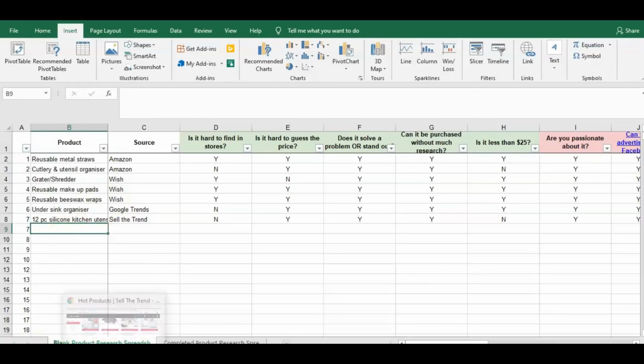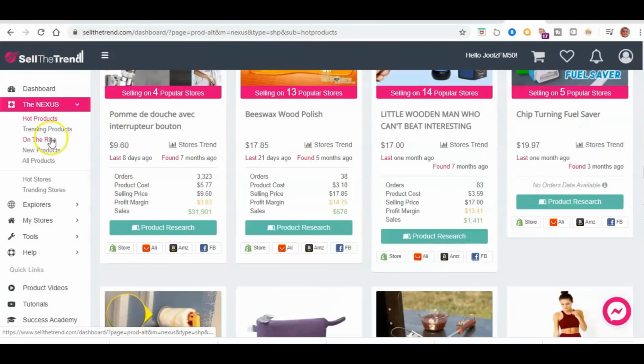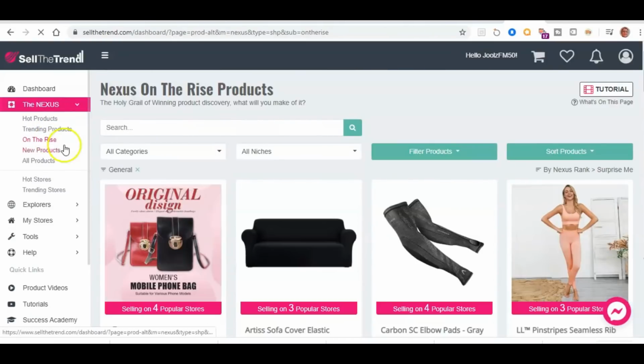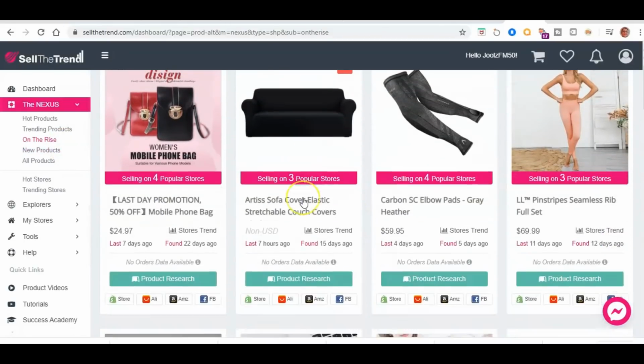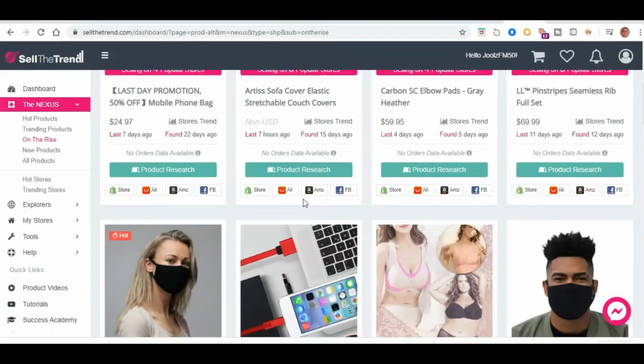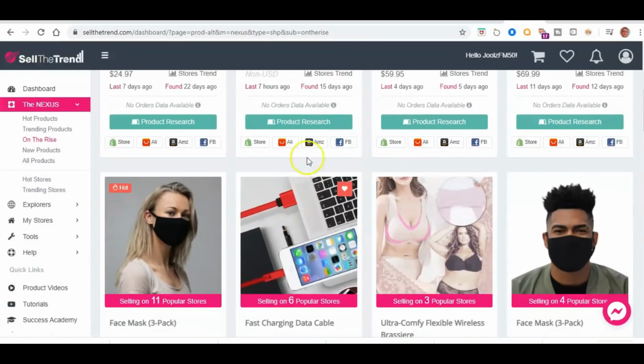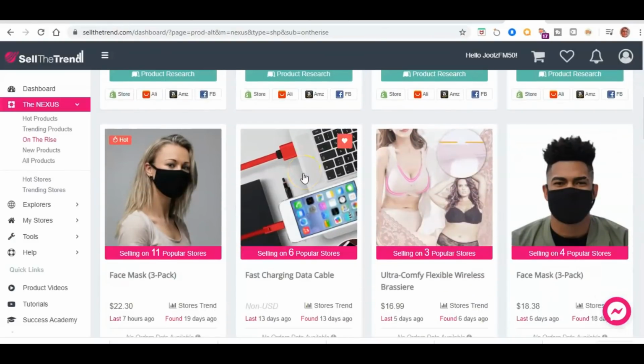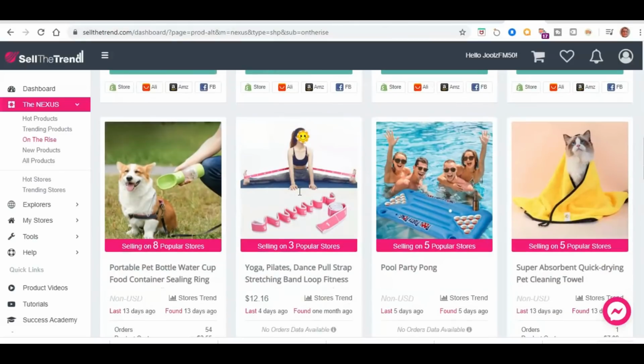So let's just go back to Sell the Trend. What you could also do is look at on-the-rise products, because that means they're potentially up and coming products. Obviously, couch covers, if you've got a store for home items, or data cables. I'm not particularly interested in selling those kinds of phone accessories. I like phone cases, but that wouldn't really be for me.